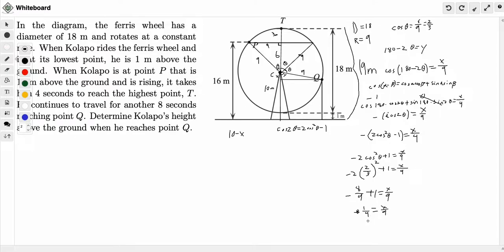Multiply both sides by 9 and we get x is equal to 1. Now that we've figured out the x value, x equals 1, we can plug it back into this equation, which represented Kalappo's height to the bottom of the ground here. So x is 1, so 10 minus 1 is equal to 9. And that is our final solution. So our final answer is 9 meters.